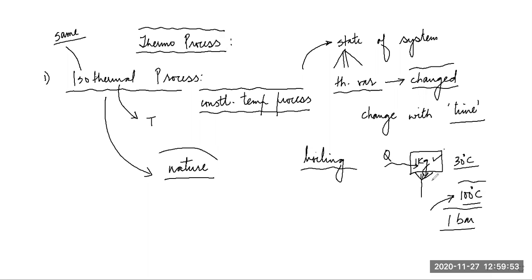Like in hilly areas, the boiling starts happening at 80 degrees centigrade because atmospheric pressure is less. Inside the cooker, the pressure is more, and the boiling of the water happens at 130, 125 degrees centigrade. Hence, more heat is transferred to the food. The food gets cooked very quickly in the pressure cooker.